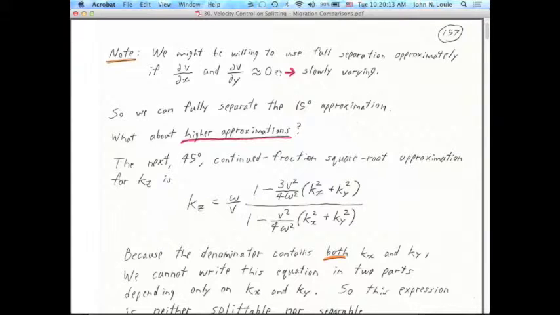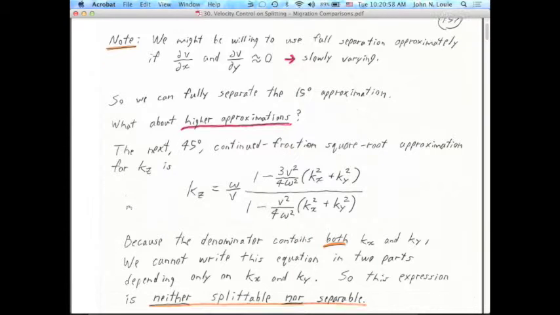So this little note here at the top of the 706 lecture number 30 notes, that's really the whole issue. We can do any time migration. We can have any crazy velocity distribution with depth. It can change sharply. There can be velocity inversions. All that is just fine. And we can fully split our 3D 15-degree extrapolator.